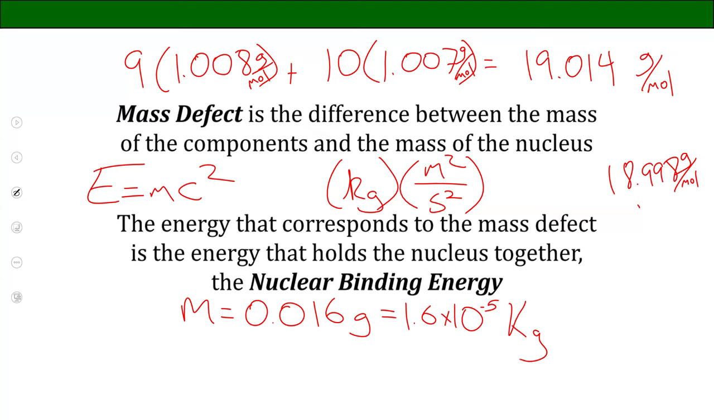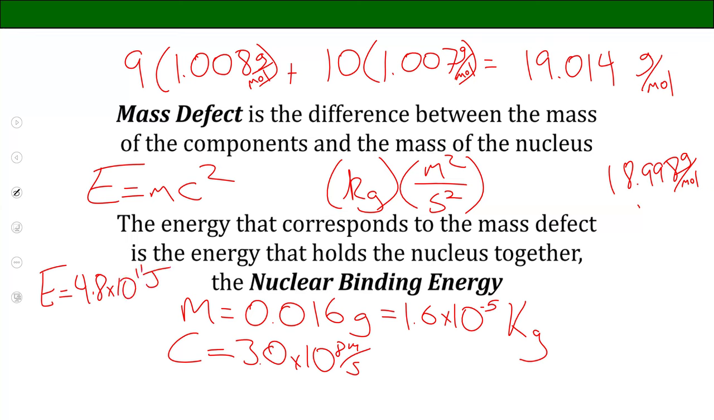So what do we get when we plug this in? And for those of you who don't have your equation sheet on you, speed of light, we're only going to 2 sig figs. We can just call it 3.0 times 10 to the 8 meters per second. So get something like 4.8 times 10 to the 11. That's kind of a big number, right?